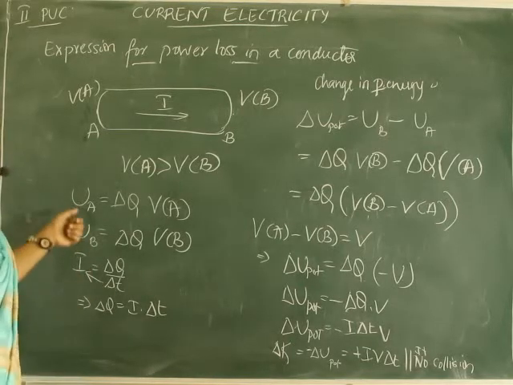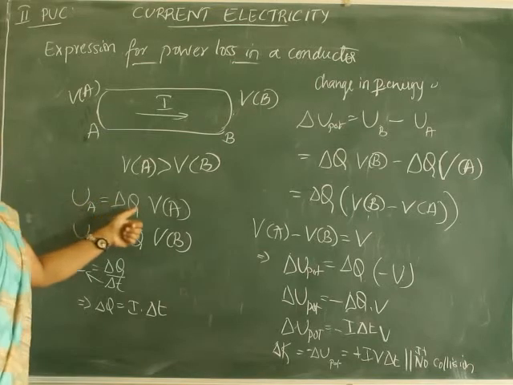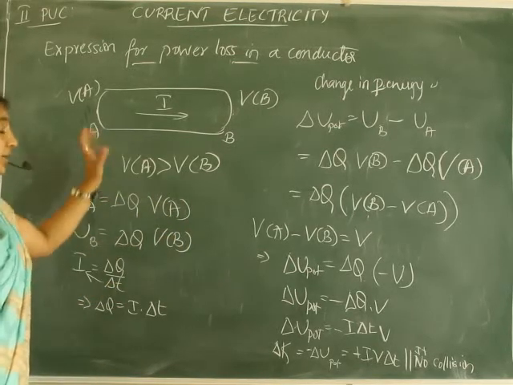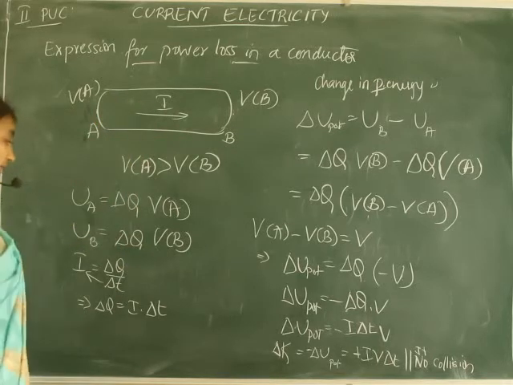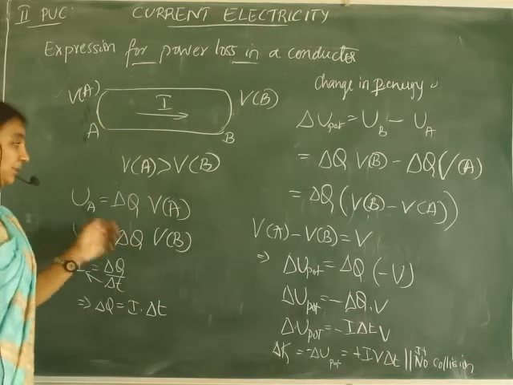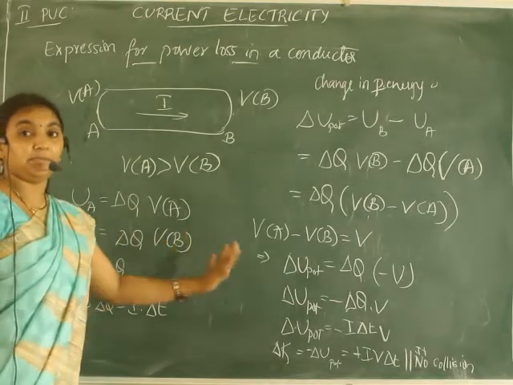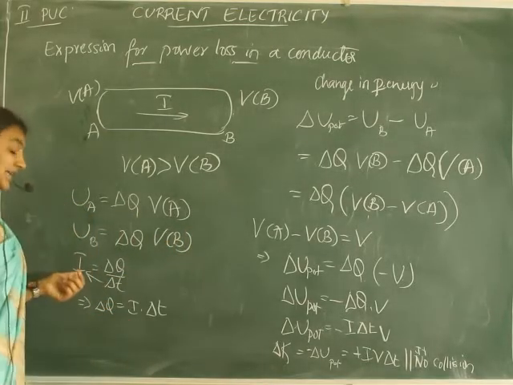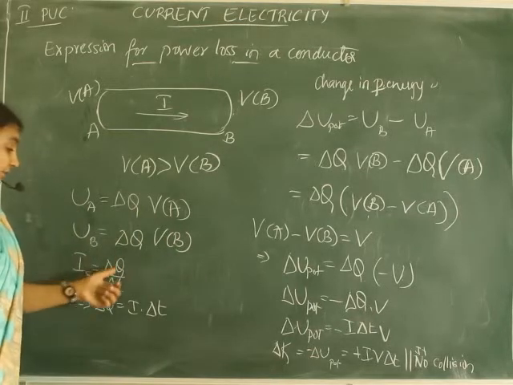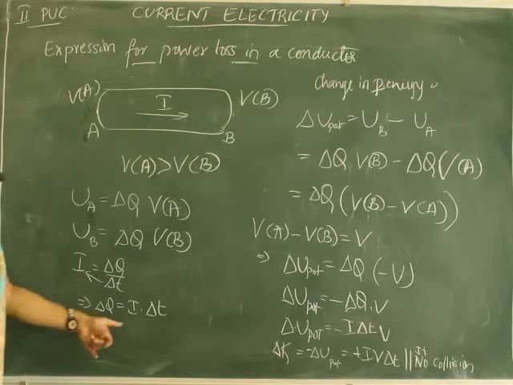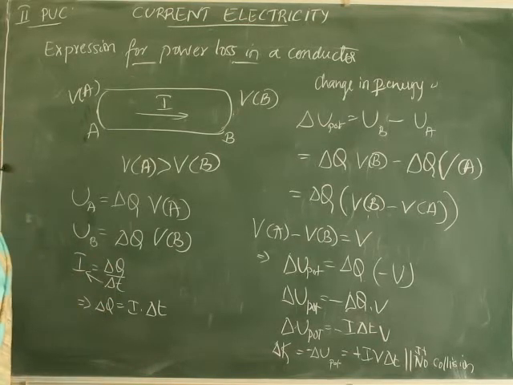Potential energy at A is delta Q into V of A, where delta Q is the charge in the conductor. Potential energy at B, UB, is delta Q into VB. We know that current I is equal to delta Q by delta T, or else we can write delta Q is equal to I into delta T.